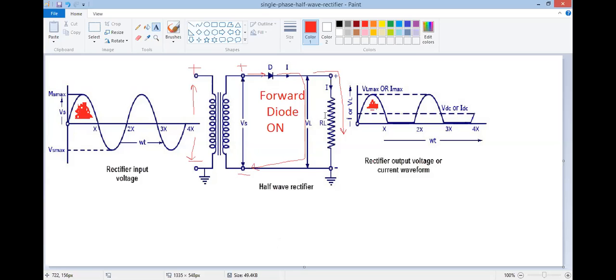Getting it? This RL is nothing but your load. Through that load, current will flow, and the same will appear across this output. Simple. Are you getting it?